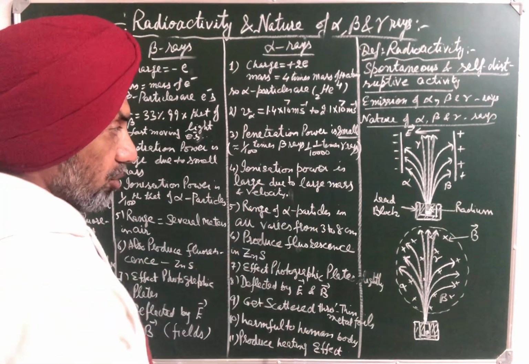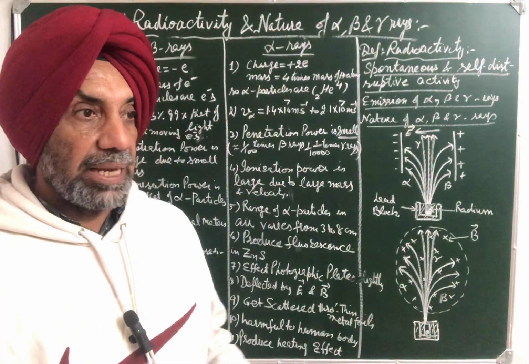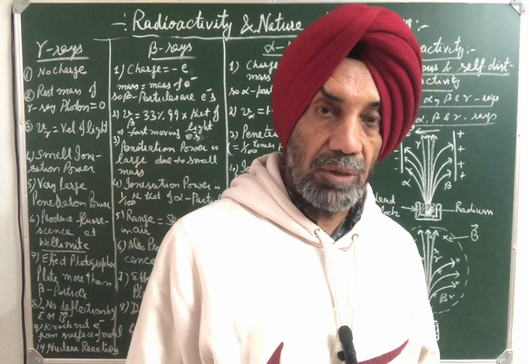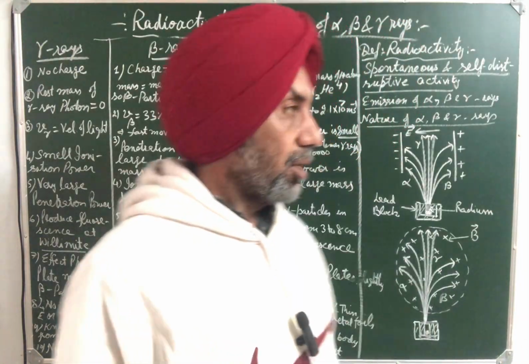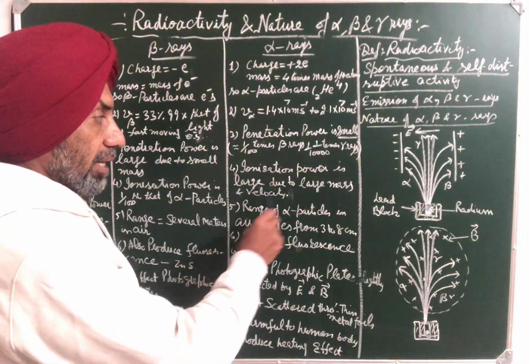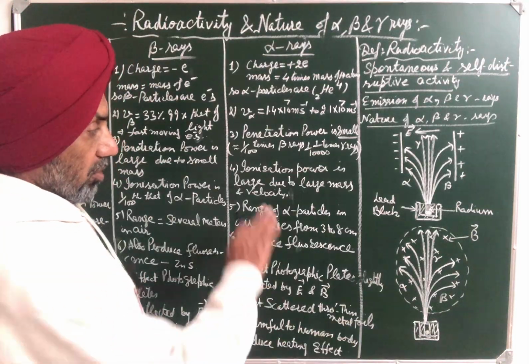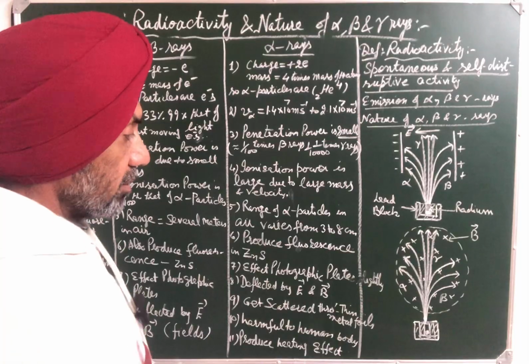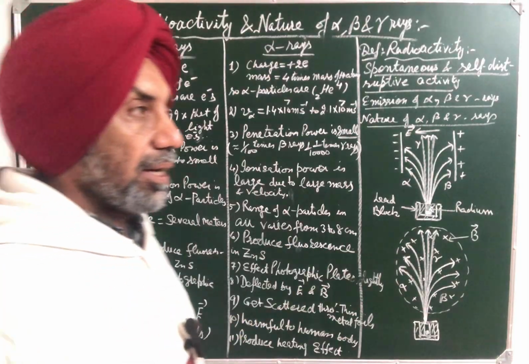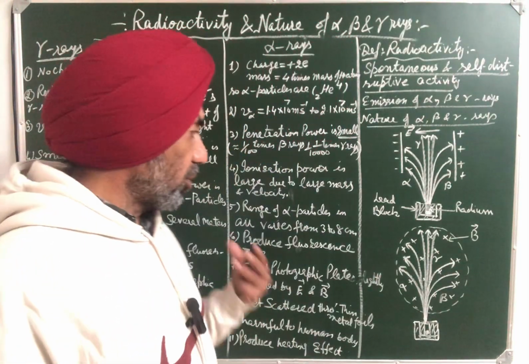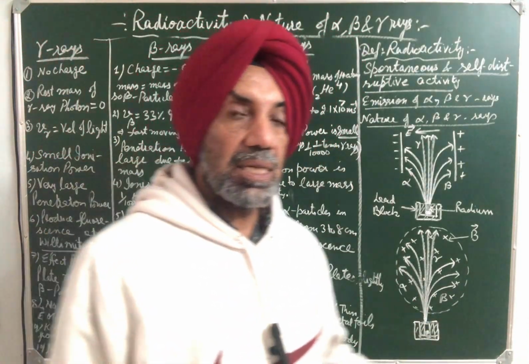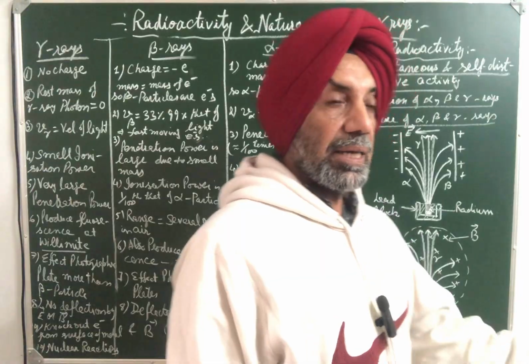Ionization power is large due to their large mass and large velocity. Because they are heavy, they can knock out electrons from atoms of the medium through which they pass. So being heavy and having large velocity, the ionization power of alpha particles is very large. The range of alpha particles varies from 3 to 8 centimeter in air, depending upon the nature of the source. So they can go up to 3 to 8 centimeter in air.